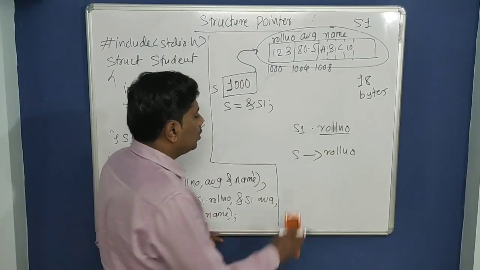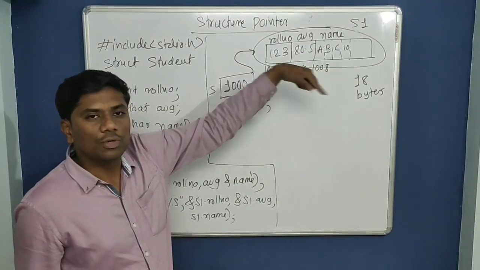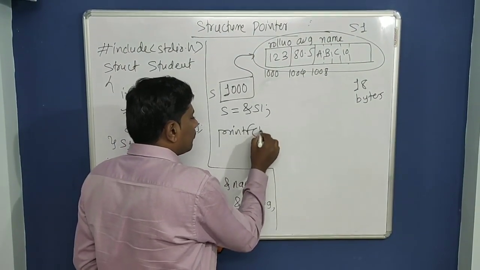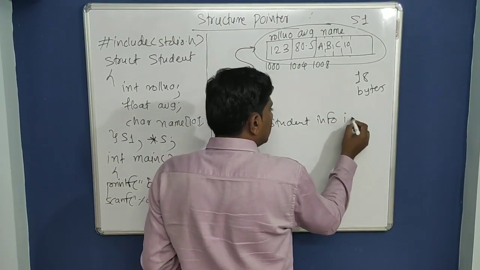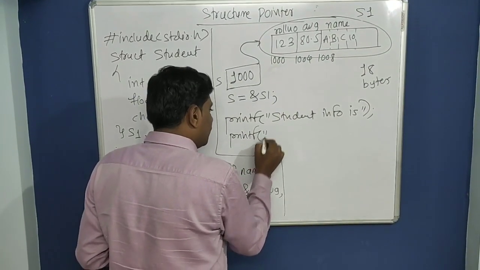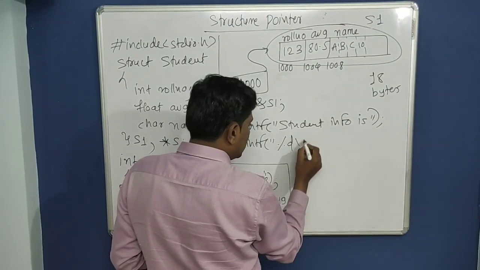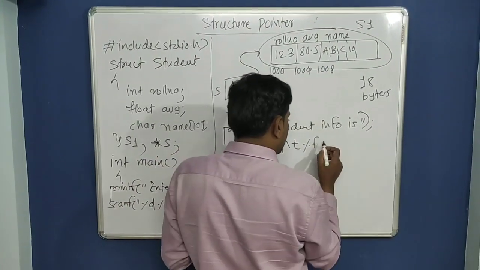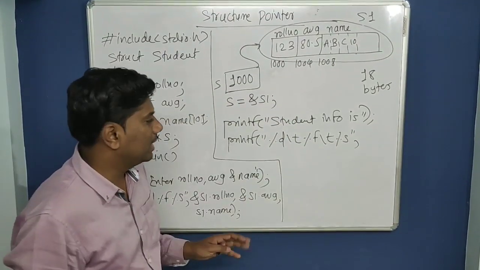So here you need to use the arrow operator because we are going to print these values with the help of the structure pointer. So see, a simple printf: student info is, this is a static printf. Next printf, we are going to print an integer, float and then a string value. So %d \t %f then \t %s, comma. After this we are not going to print anything.